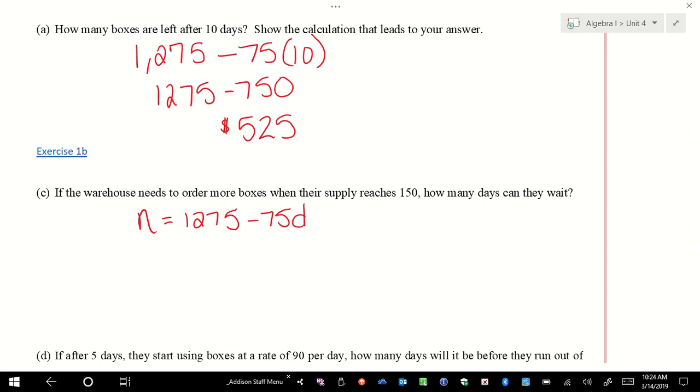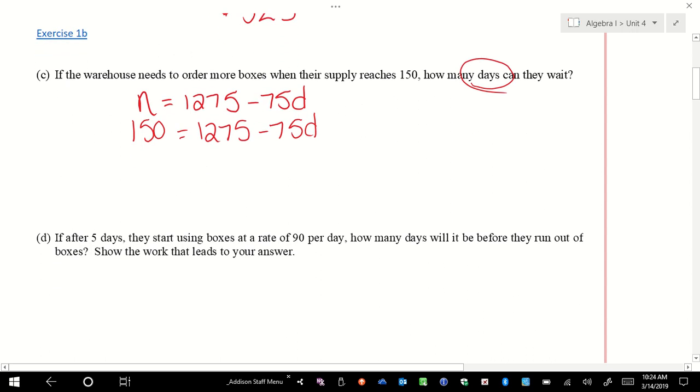So it says, when their supply reaches 150, where does the 150 go? Does it go in D? What does D stand for? D stands for days. I don't think I'm putting 150 in if it's talking about supplies, and the question's asking me how many days. So if it doesn't go into D, it's obviously going to go into N. So plug the 150 into N. Now go ahead and solve this equation for D.